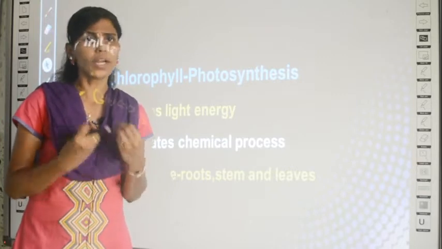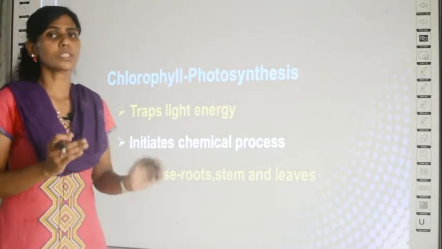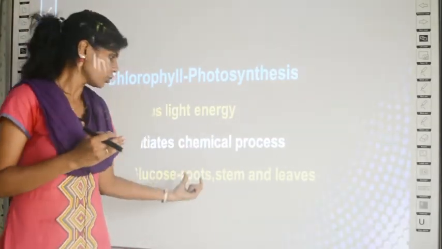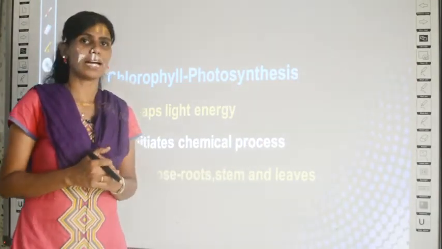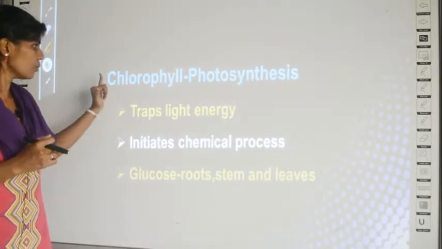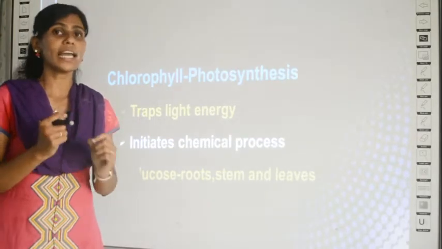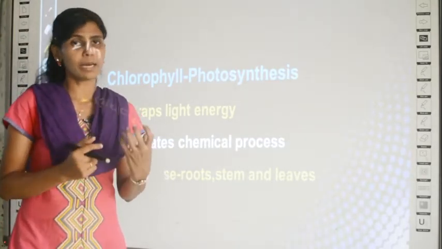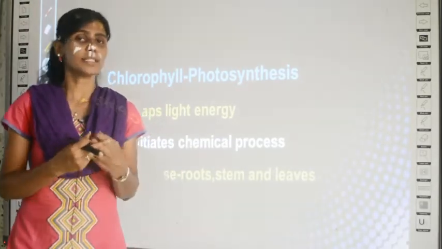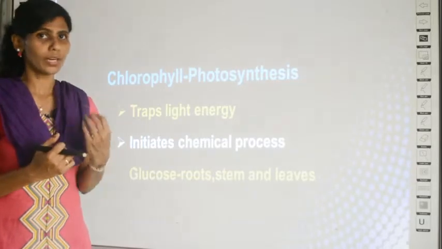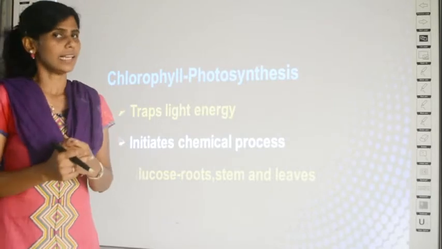And then after photosynthesis, what is produced? Food is produced. What is food here? In the plant, the food is the glucose, and this glucose is stored in some places like the roots of the plants, the stem of the plants, or in the leaves of the plants. Clear? So what have we studied? Chlorophyll pigment has a special property to trap the light energy, and it will initiate the chemical process of photosynthesis. So after photosynthesis, the food or glucose formed is stored in three places. Which are those three places? Roots, stem, and leaves. Clear?